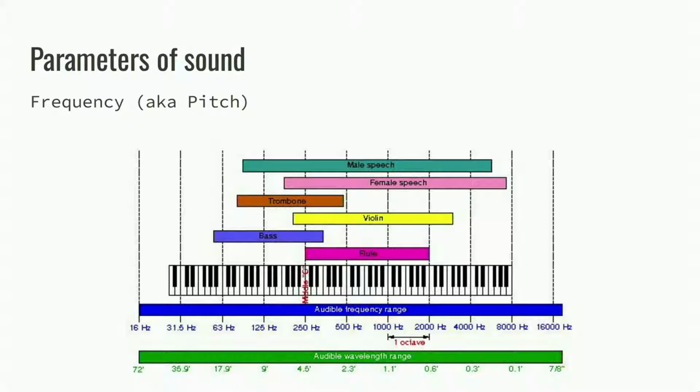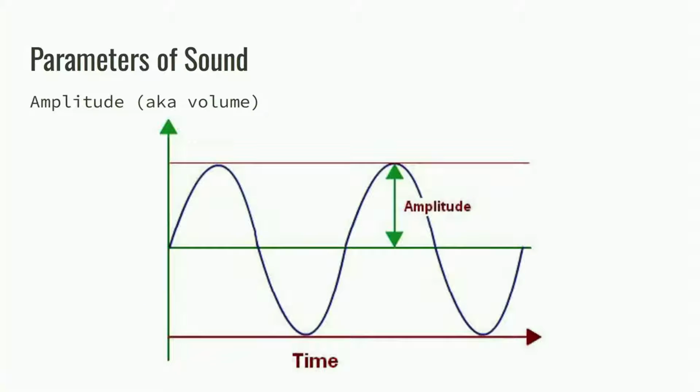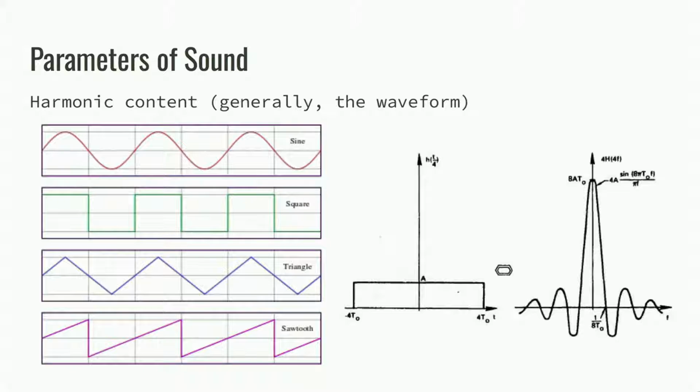Sound is made up of different parameters, right? You have the frequency, which is a pitch, and then you have the amplitude, which is volume. But then you also have the harmonic content, and that can take the form of different waveforms. That could be a sample that you play back, or it could be built up from analog operations.